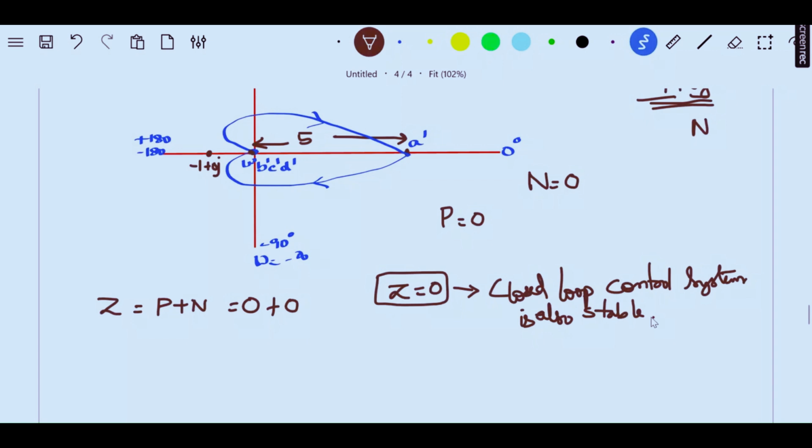So this is the Nyquist criterion steps and methods. I hope you understood this problem. Let us look into a new type of problem in our next video.